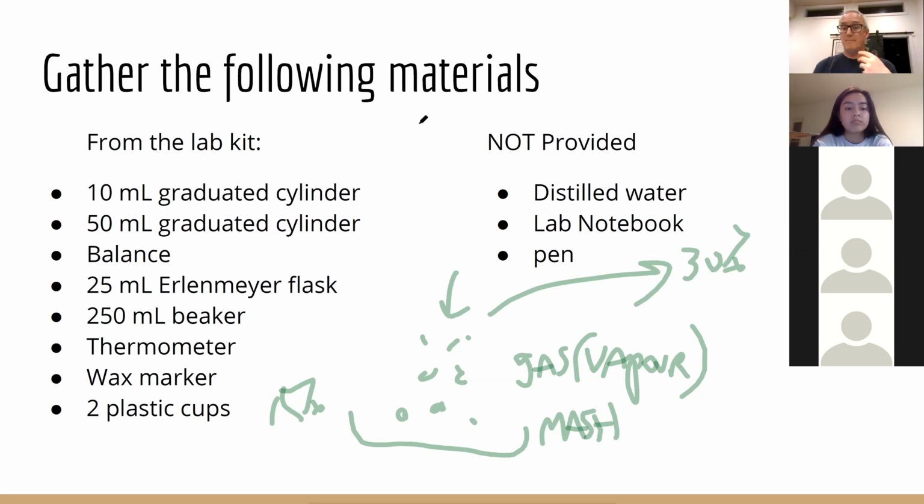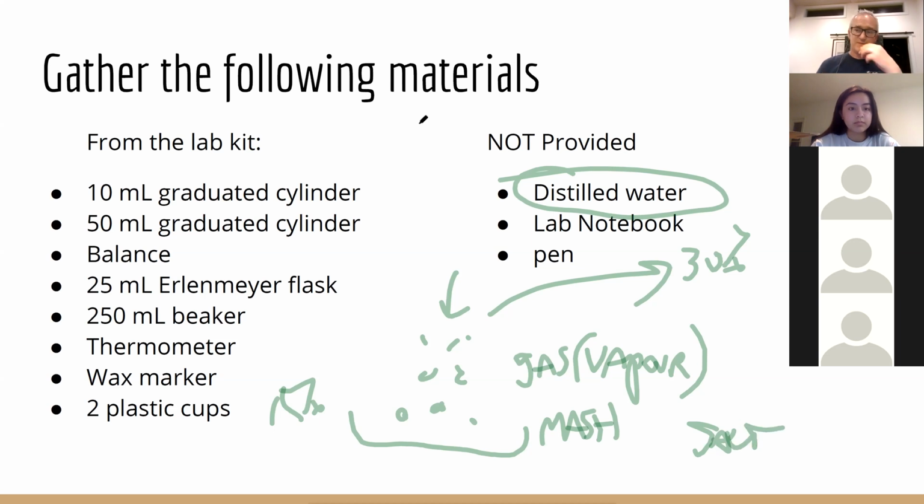So distilled water basically is just tap water that you've boiled, and you leave all of the salt and ions and other things behind. And basically you're left with more or less pure water without any salts or buffers or anything else. So it should be pure water. It's not going to be exactly pure, but it's going to be like 99.99% pure.